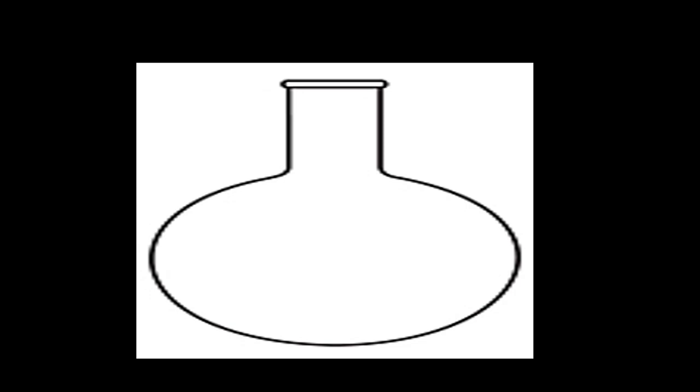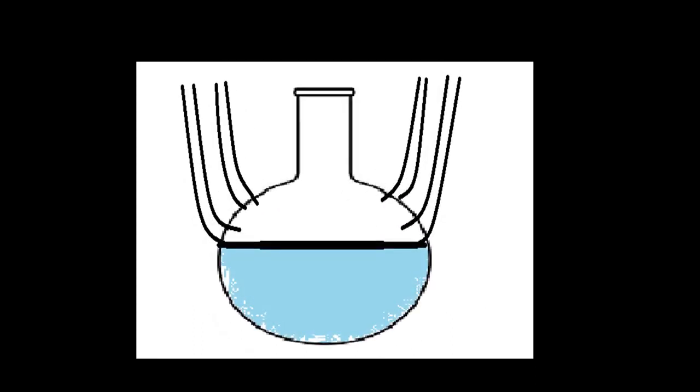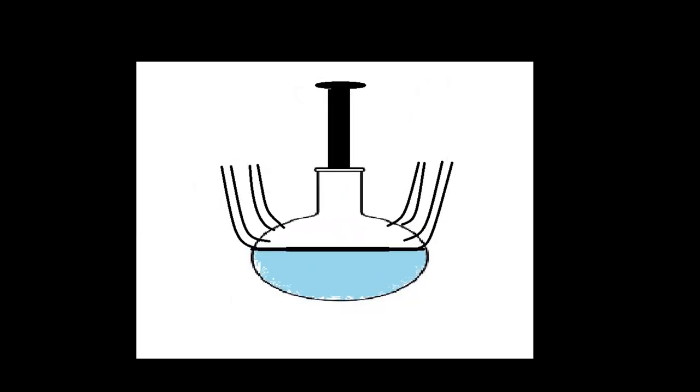This is the working of Pascal's law. First, a flask is taken. Not just any flask, but a flask with side tubes looking like this. Next, it's filled with water. Then, we take a piston and keep it on top.